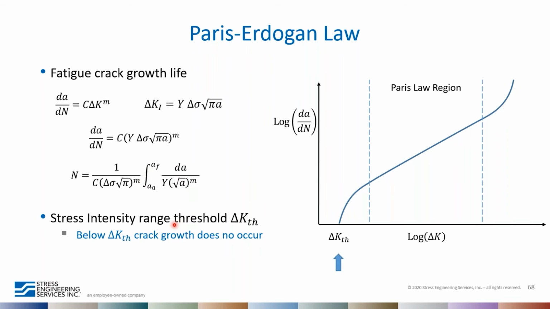Now, below a certain threshold delta K, crack growth does not occur. This threshold K value occurs at much lower stresses.